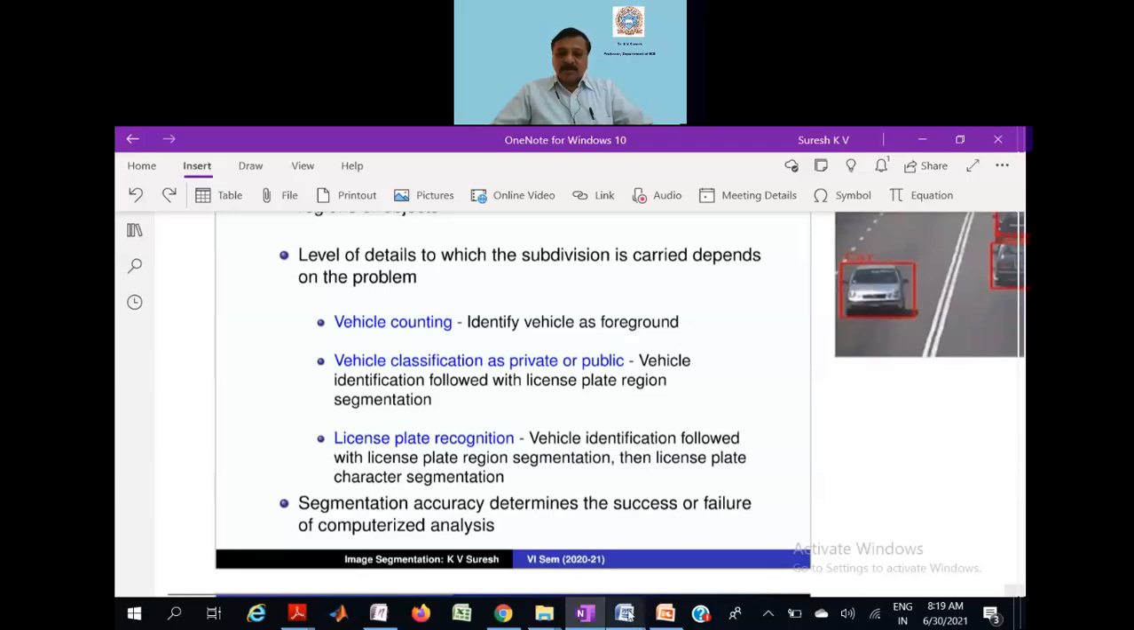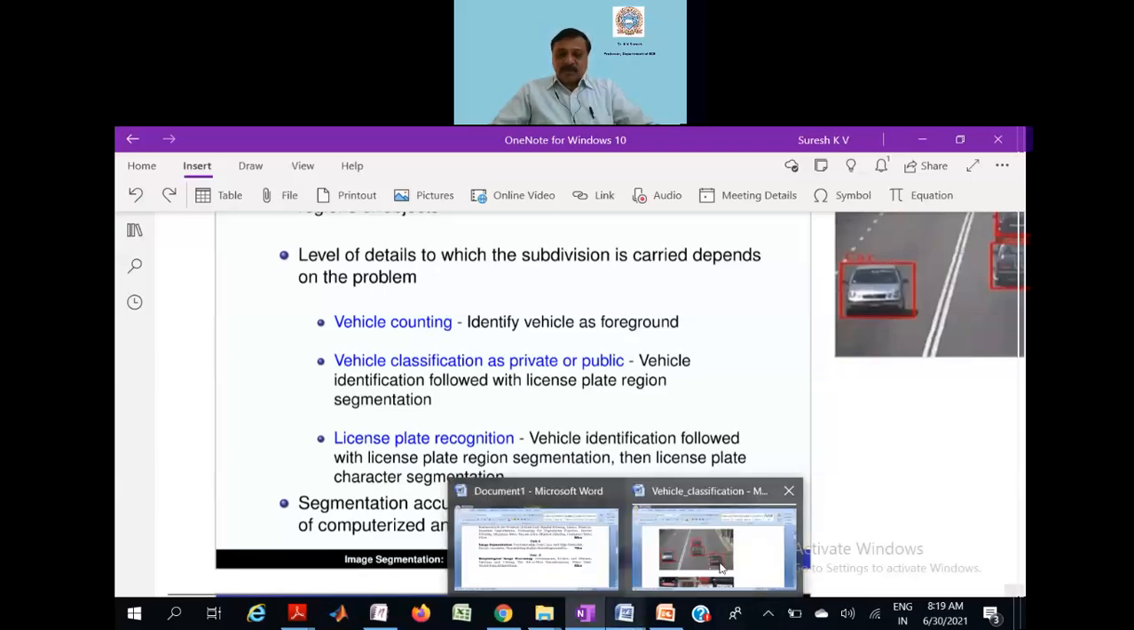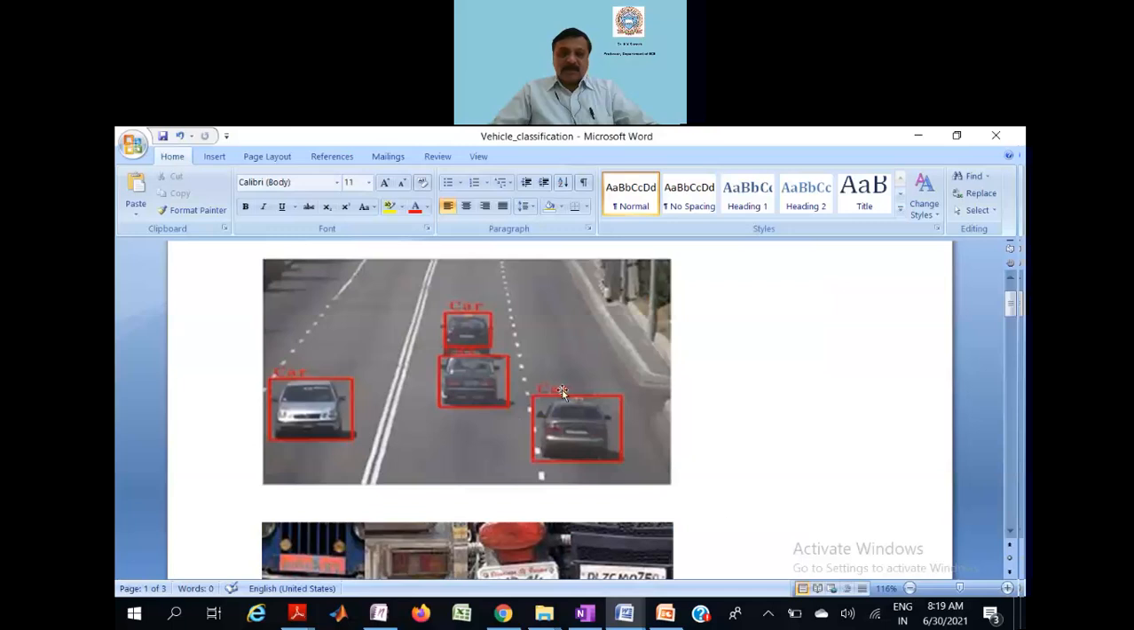Let me show you some images here. For example, in this case, as you can see, a bounding box is put. This is downloaded from the internet. A bounding box is put on all the cars, irrespective of the size of the car. Because this car is away from the camera, it is of lesser size, but we are able to detect it and put a bounding box.